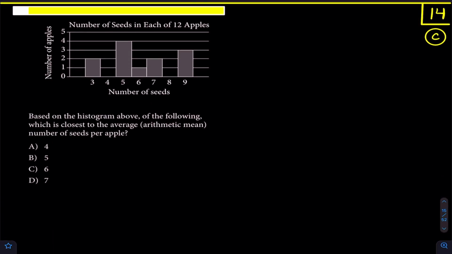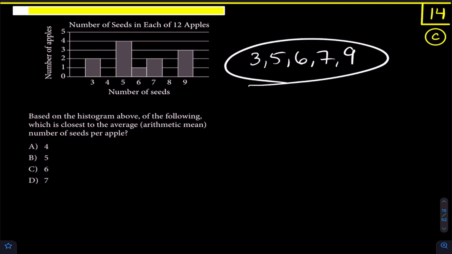Moving on to problem 14, this problem says based on the histogram above, of the following, which is closest to the average, arithmetic mean, number of seeds per apple? So we're trying to do an average off of this histogram. And that might be a little confusing to you because usually when you're trying to think about averages, you're given some list, like something like this. And they're like, okay, find the average of this.